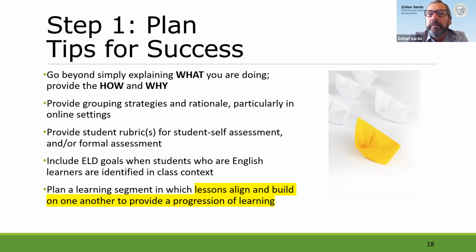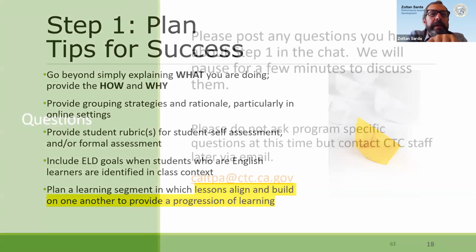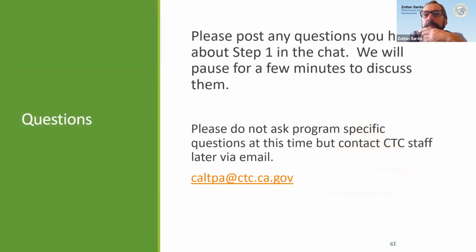Again, if they've named ELD, English language learners, in their classroom, they need to have ELD goals mentioned. And as we spoke before, that second rubric for plan is really focused on the alignment between the segment of lessons and that progression of learning. And with that, why don't we, or do we have another? Yeah, okay. So why don't we just maybe do gallery view, and we can pause for questions on step 1.